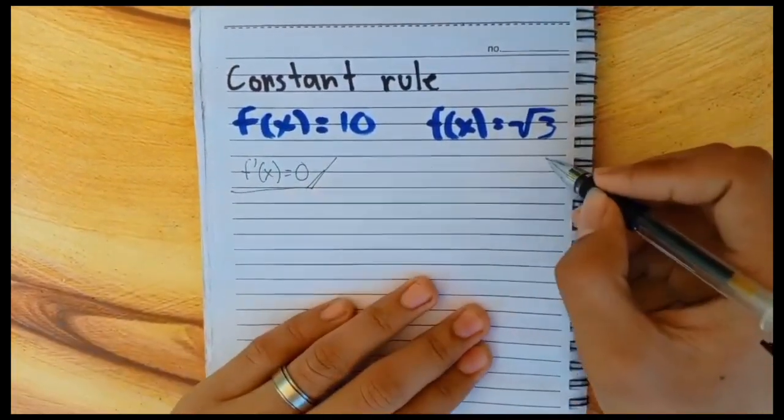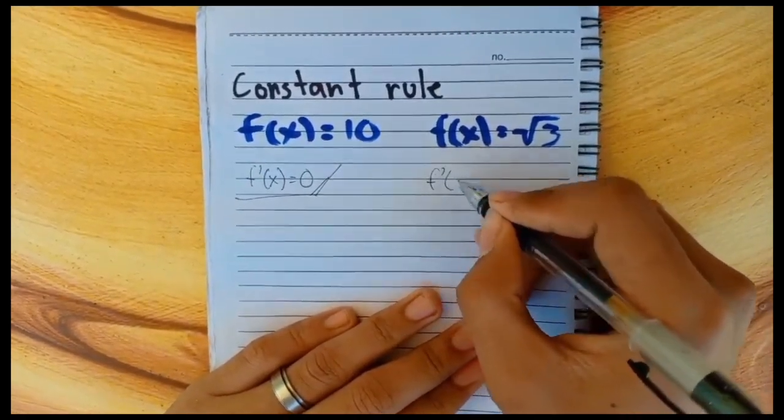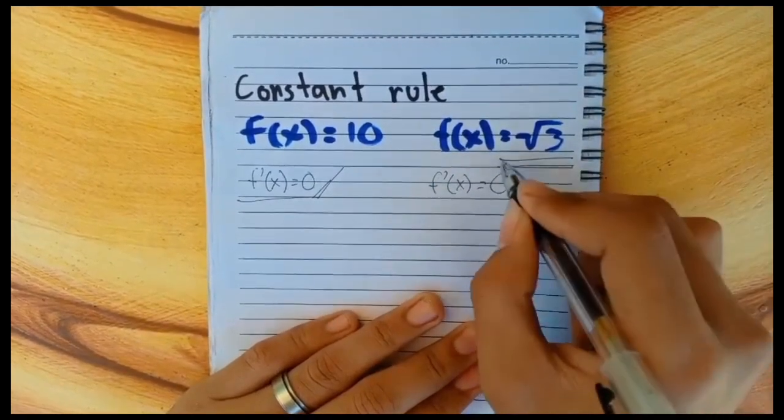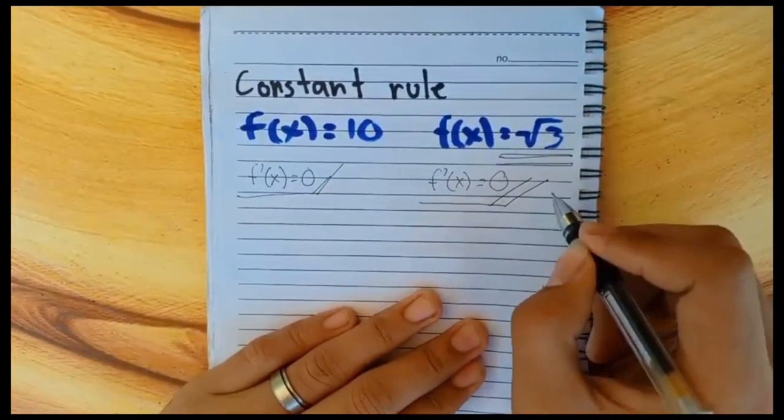Now let us do this one. f prime of x equals 0, as the square root of 3 is a constant. Next is power.